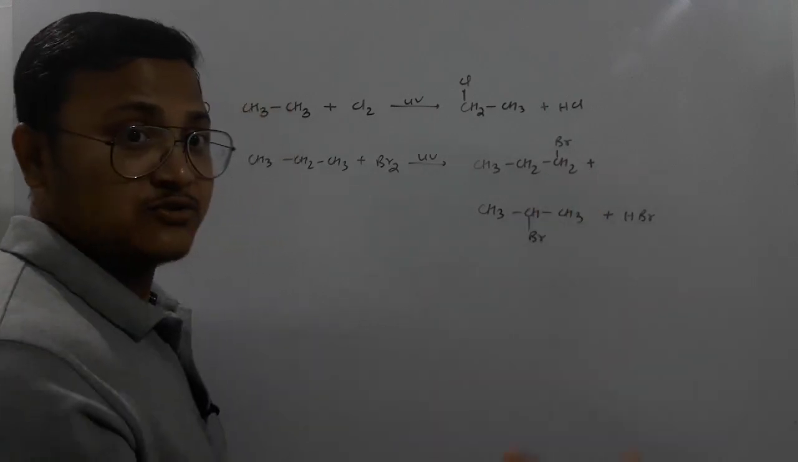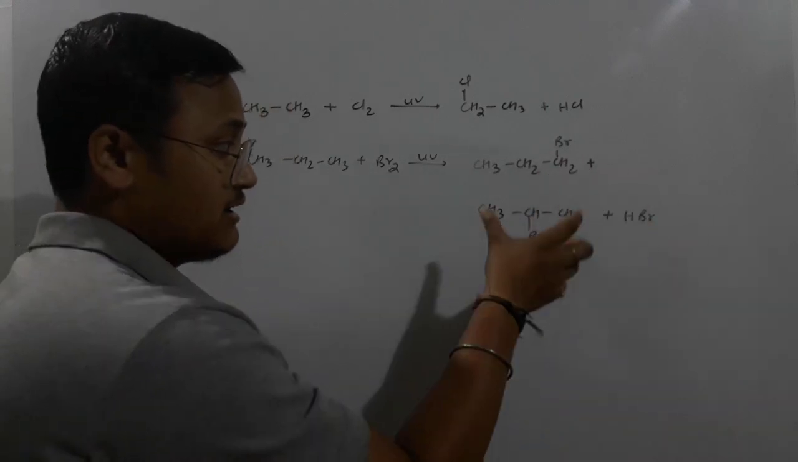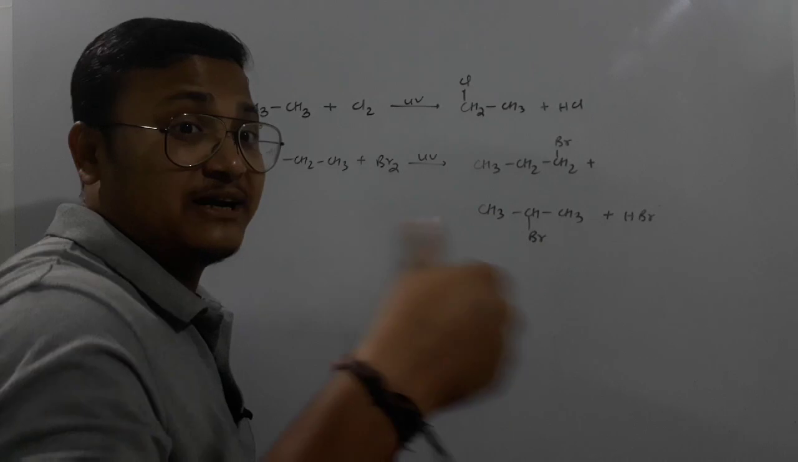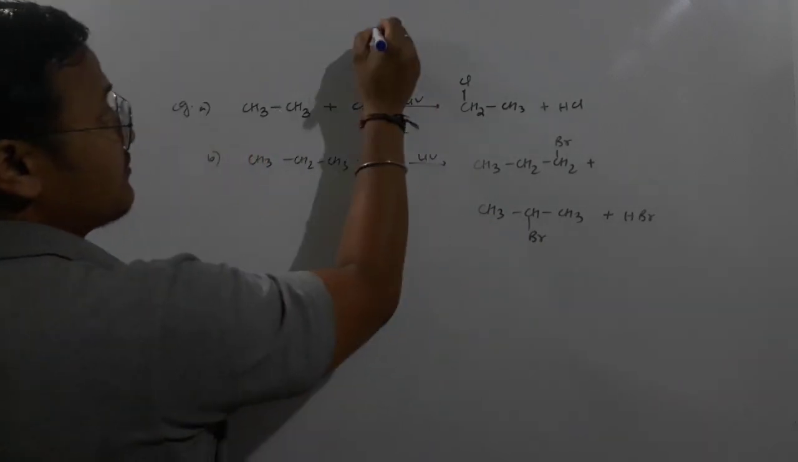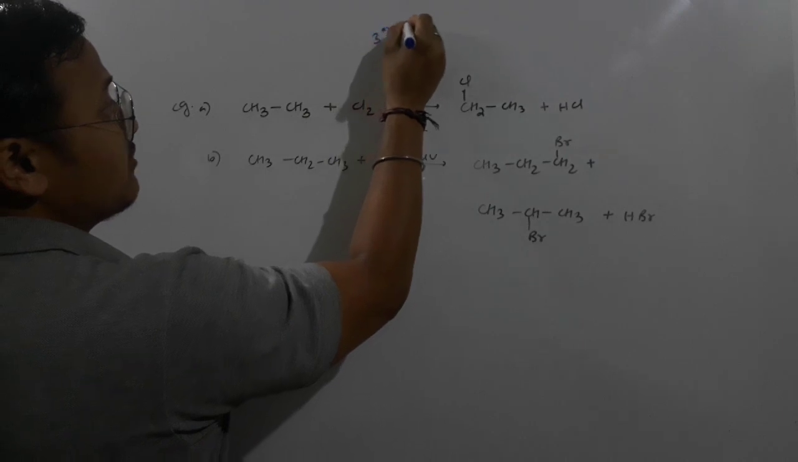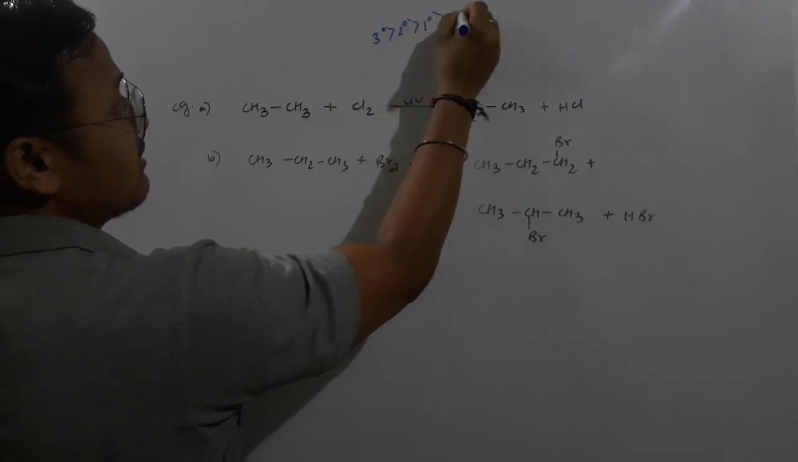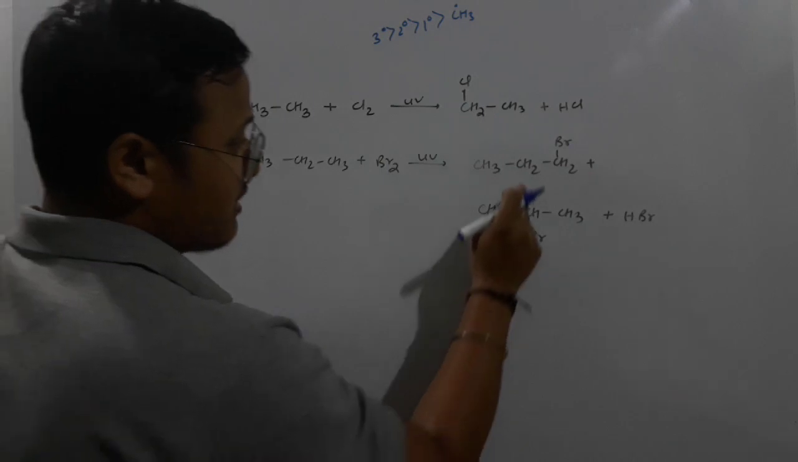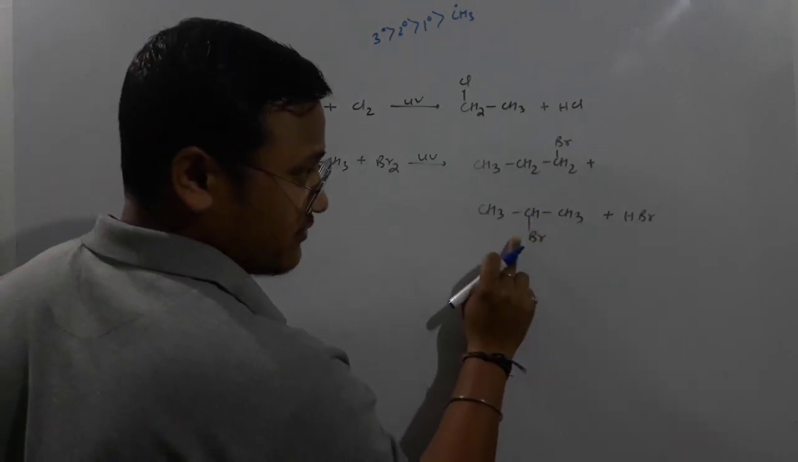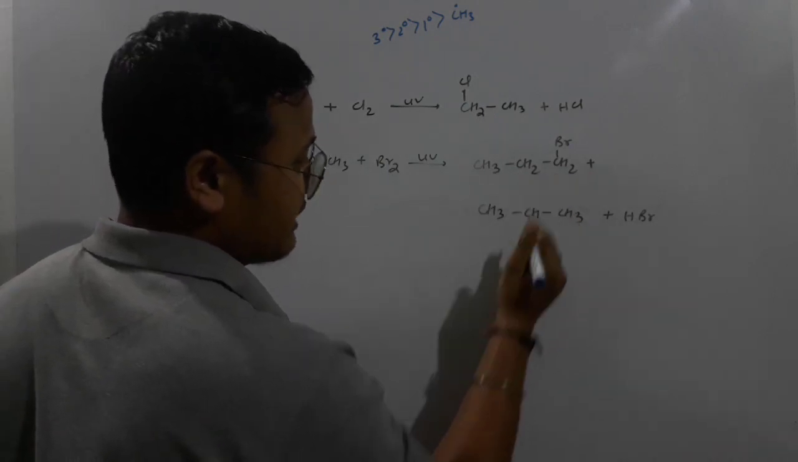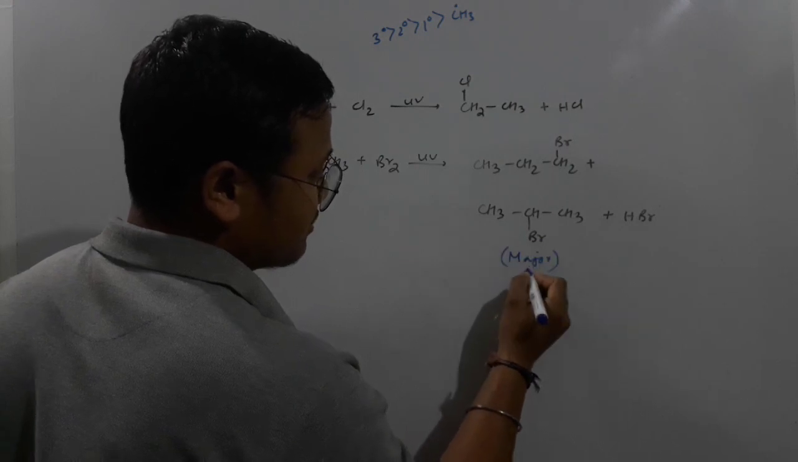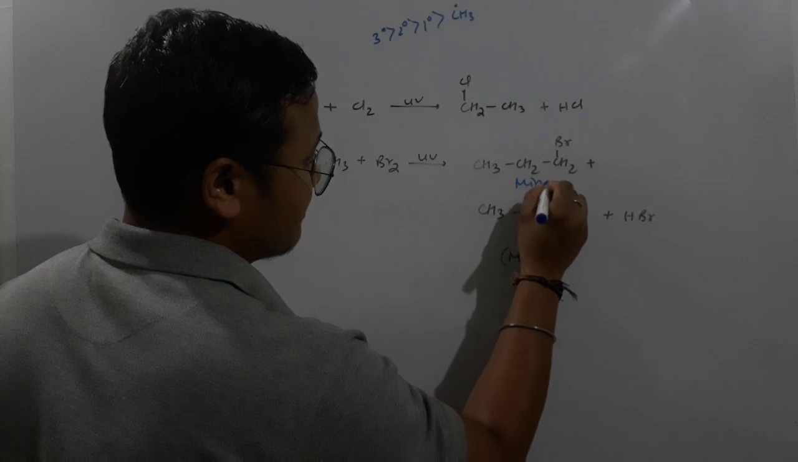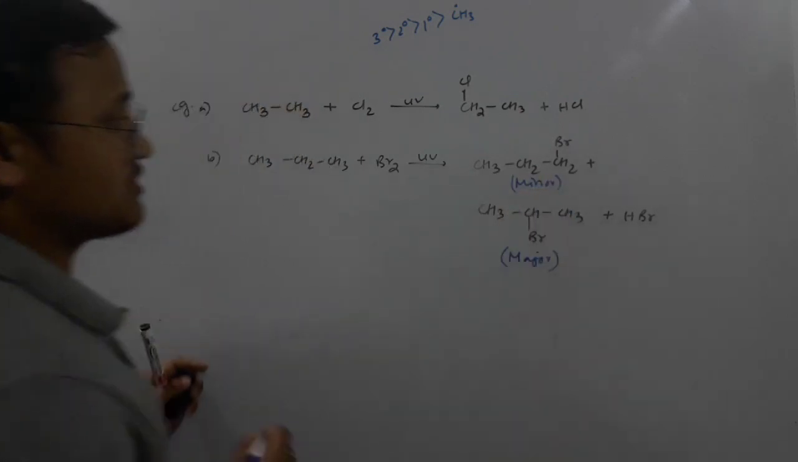So the major product will be defined on the basis of the stability of the free radical. What we know regarding stability of free radicals is 3 degree, 2 degree, 1 degree, then your methyl free radical. So among these two, this is a 2 degree free radical and this is a 1 degree free radical. So 2 degree is more stable than 1 degree. So it will be the major product and it will be your minor product. So this is what you have to do.